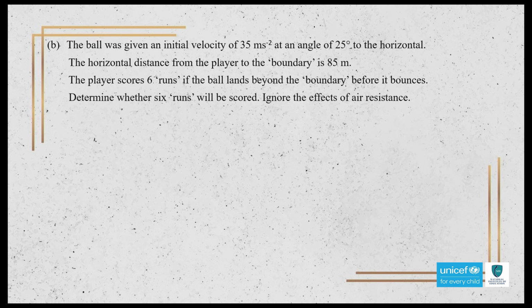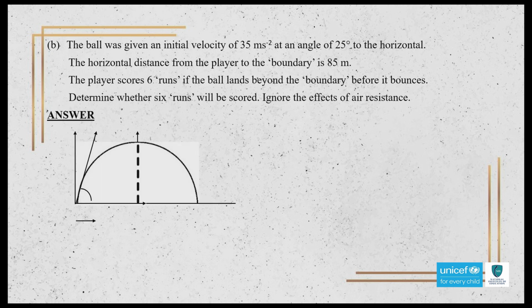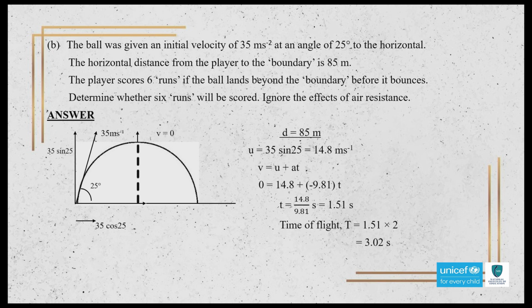Then the ball was given an initial velocity of 35 meters per second at an angle of 25 degrees. The horizontal distance from the player to the boundary is given. The player scores 6 runs if the ball lands beyond the boundary before it bounces. Determine whether 6 runs can be scored. We see that this is the last part of the question, how we can finish this.